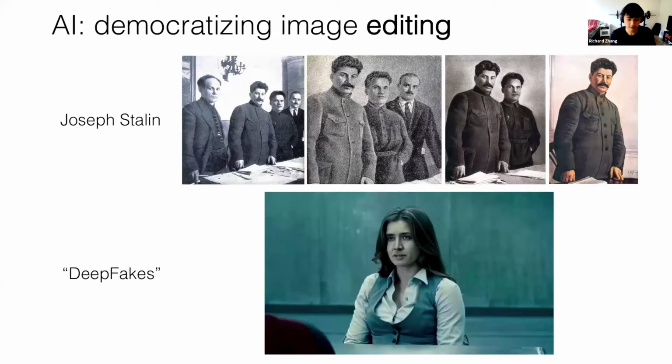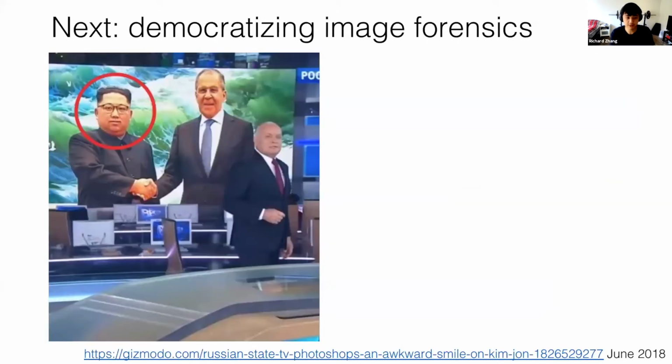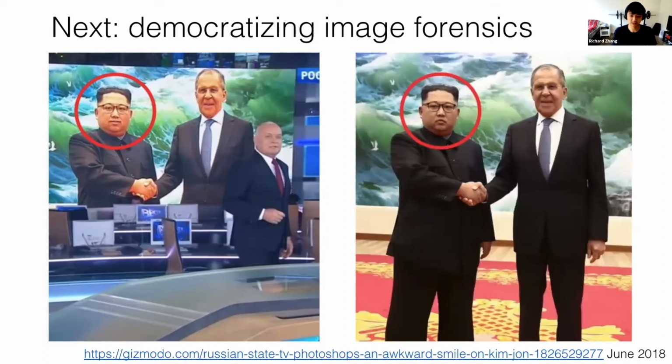Now, what we see as a possible next step is to use AI for democratizing image forensics, so that you don't have to be the CIA or a major research lab in order to identify some of these photos. Take, for instance, this example. Was this image here doctored? Well, you see that Kim Jong-un is smiling, but it turns out in the original photo, he's not so happy, and Russian TV went ahead and just changed the facial expression that he had.